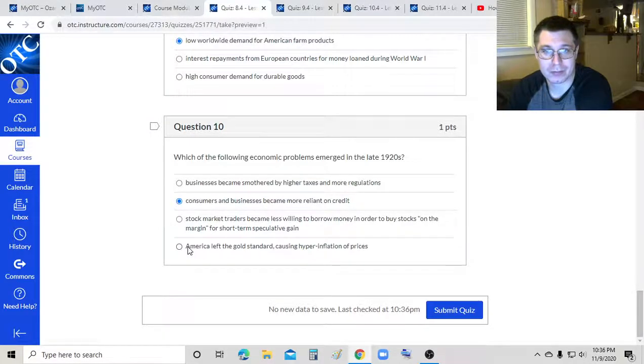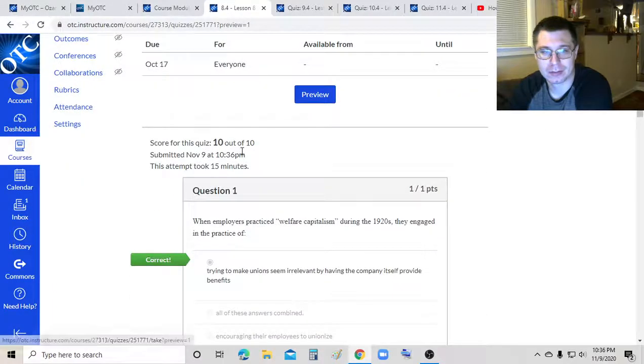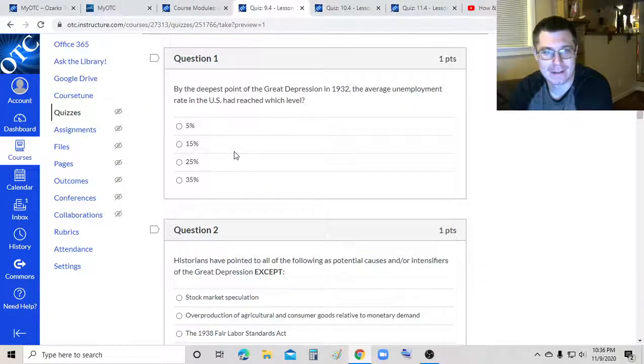Even after the crash hit in 1929, which of course prevented him from expanding the money supply as much as some people wanted. Let me make sure. Yep, 10 out of 10. All right. Moving on to lesson 9 quiz.